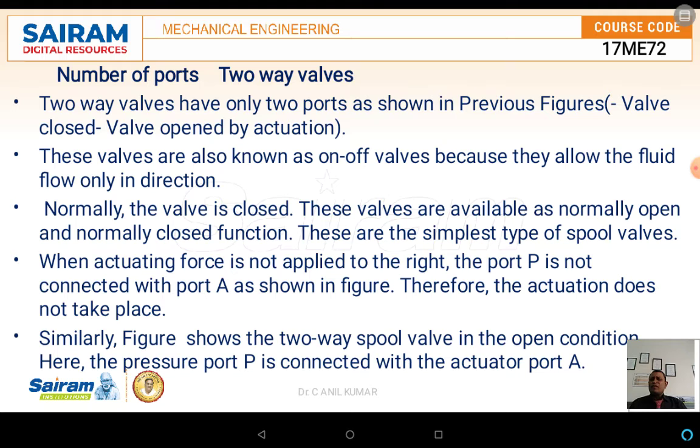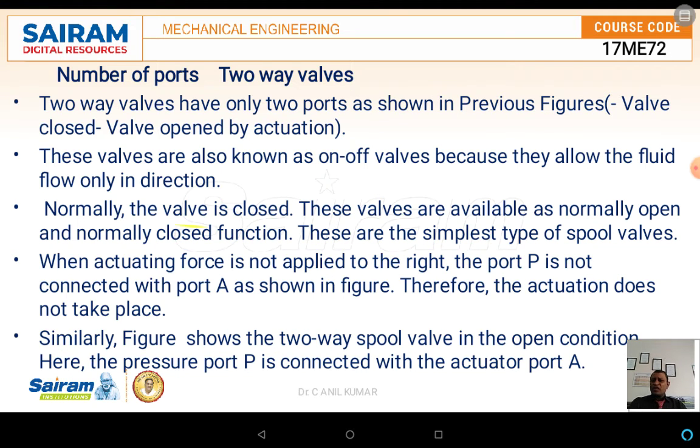Even here, the representation of the valve ports is by means of P as well as A. When the actuation is not applied, the port P is connected with the port A, as shown in the figure. Therefore, the actuation does not take place. Similarly, when the actuation force is applied on the P, what will happen? It opens and then the flow takes place.